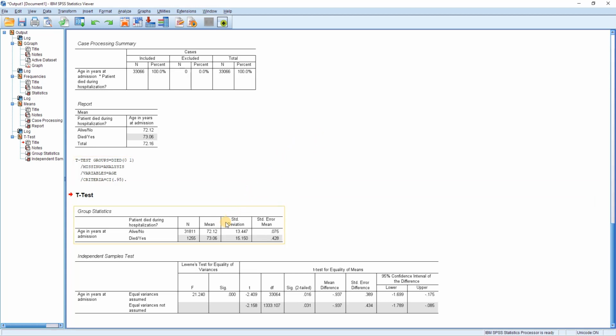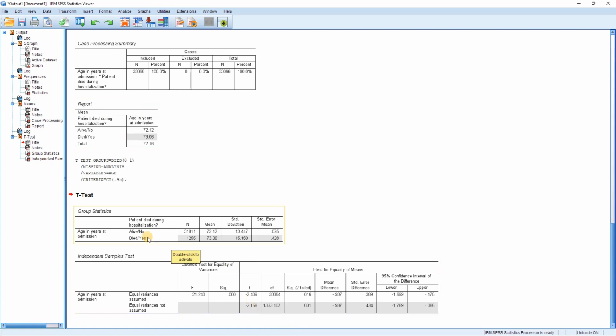And again, we have our mean age, so we did not need to run the compare means analysis here because we would get it in our t-test, but I did ask you to do it this way just to introduce you to that statistical function in SPSS.